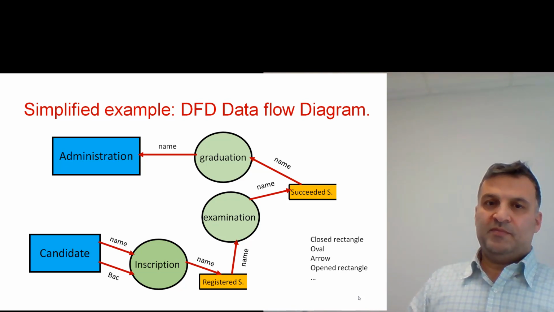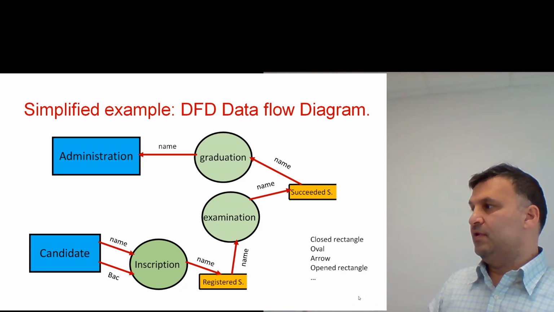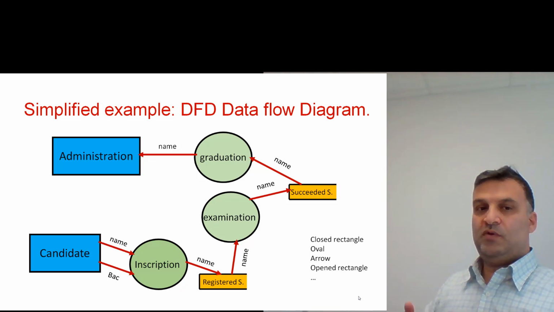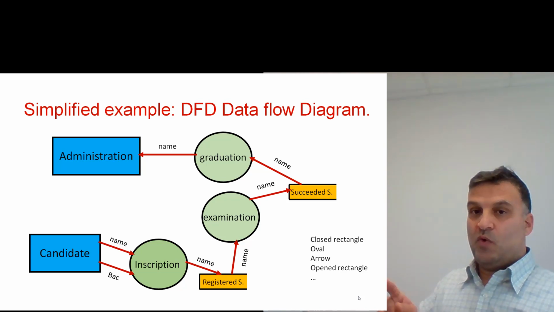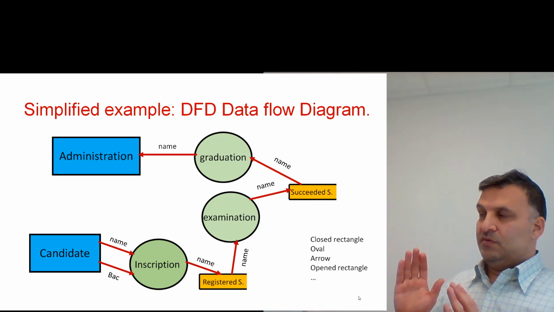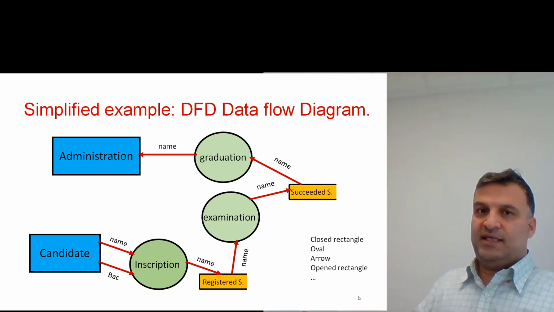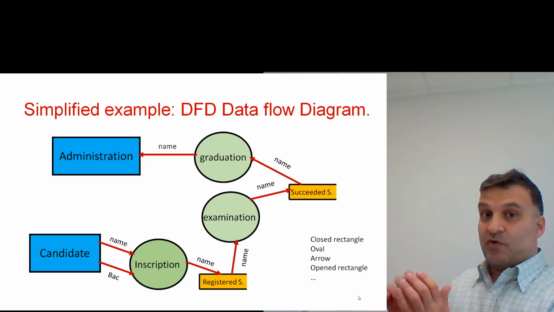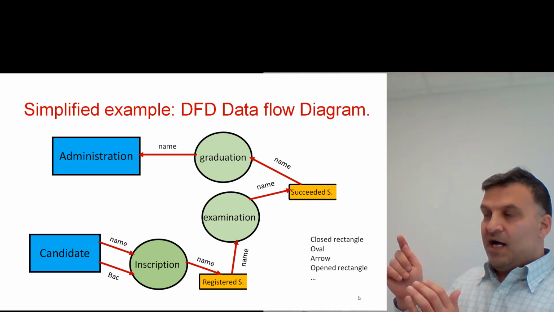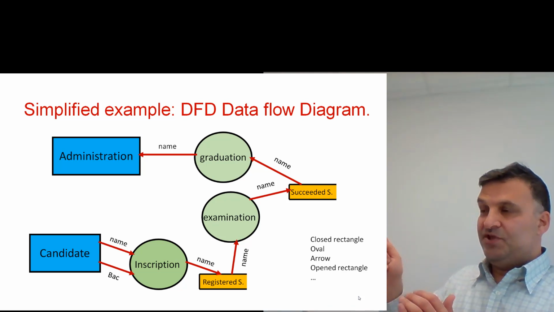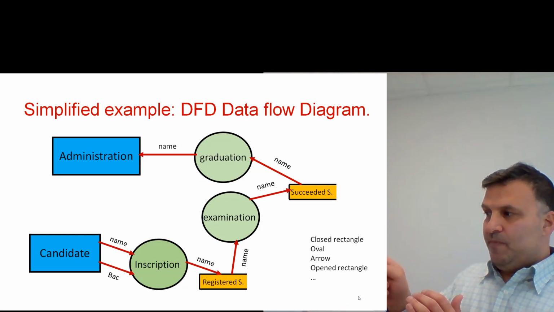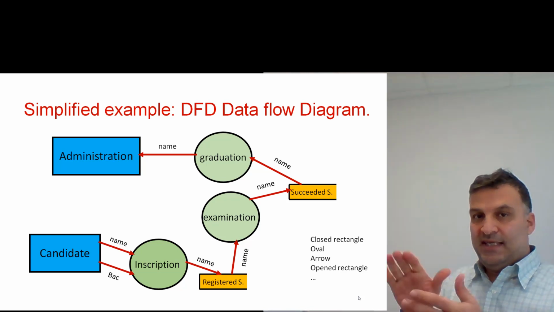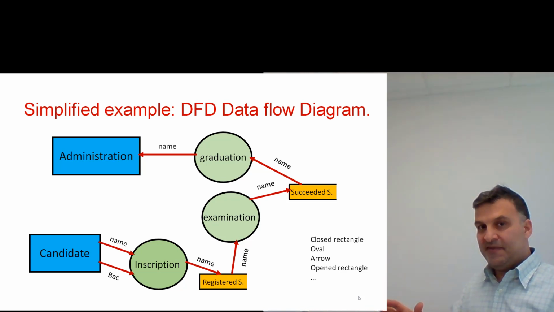So in this diagram, we have 4 types of symbols that we can use: closed rectangle, oval, arrow, and open rectangle. The closed rectangle is for the external entities. Circles are for operations in the system. Arrows are for transmission of data. And the open rectangle is for databases in the system.